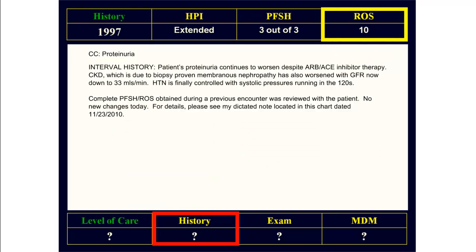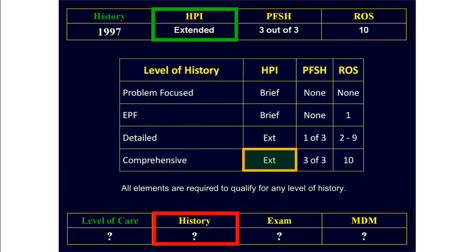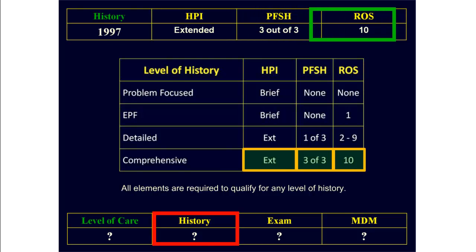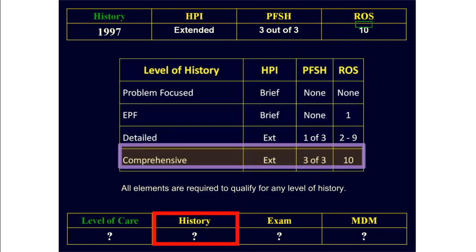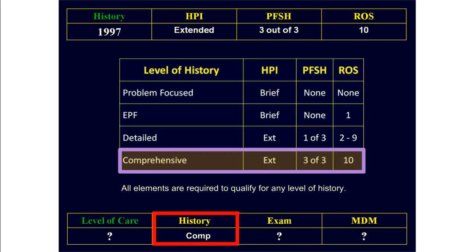So going back to our table, now we know we have an extended HPI, 3 out of 3 components of past medical, family, and social history, and a complete review of systems. Therefore, we have a comprehensive history, so the first key component is now known. The next step is to check the physical exam.